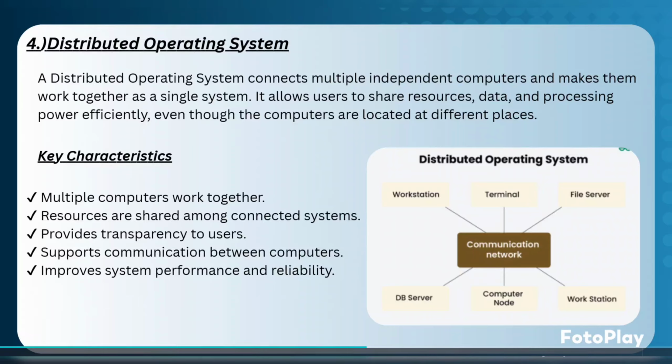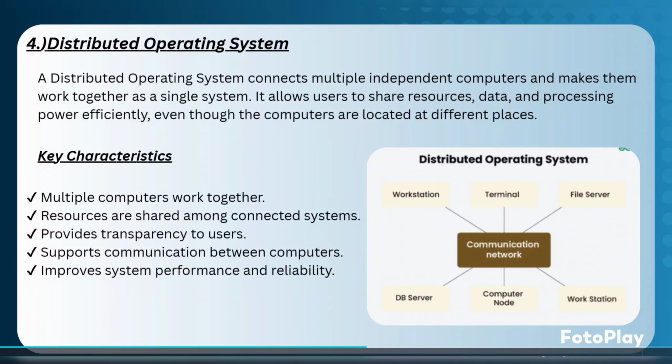Now let us understand with a simple example. Imagine a group project in college. Instead of one student doing all the work, five students divide the work among themselves. One prepares the presentation, another writes a report, another collects information, another designs a slide. Finally, everyone combines their work into one project. The project gets completed much faster because everyone worked together. This is how a distributed operating system works.